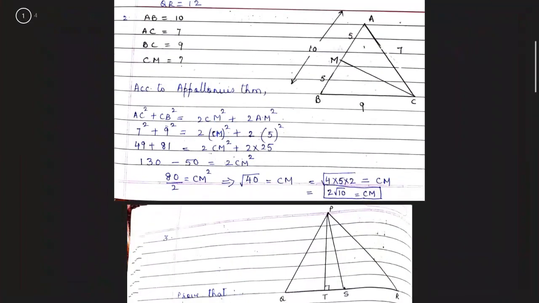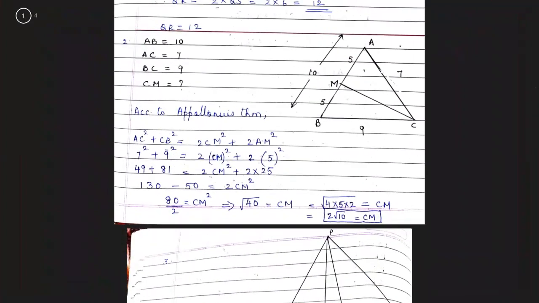So ABC is the triangle. You are drawing the median from the point C to the opposite side. So CM is the median. Now since you are given AB as 10, the median will divide the opposite side into two equal halves. So AM and BM are equal to 5 each. AC is 7, BC is 9. Now use Apollonius theorem. AC square plus CB square is equal to 2CM square plus 2AM square.